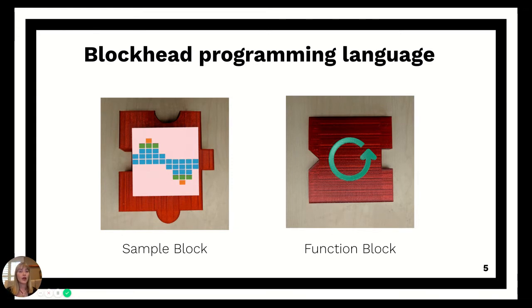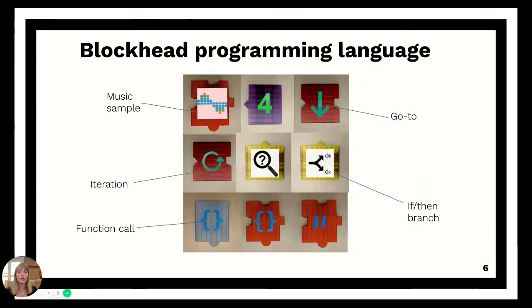Function blocks, on the other hand, are blocks that can be attached to chains of sample blocks to modify them in certain ways. For example, the iteration block shown here can be attached to a chain of blocks to loop them. Some additional components of the Blockhead language can be viewed here. More details are provided in the paper.